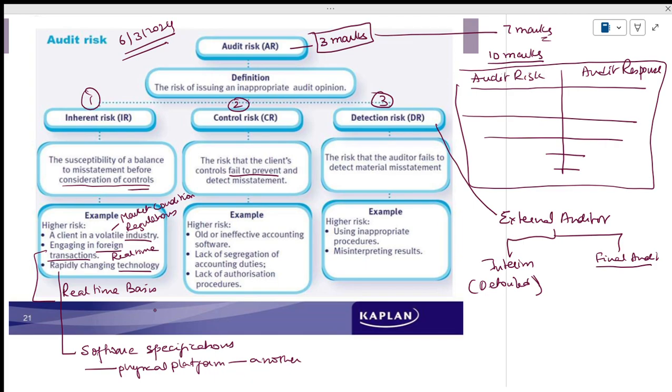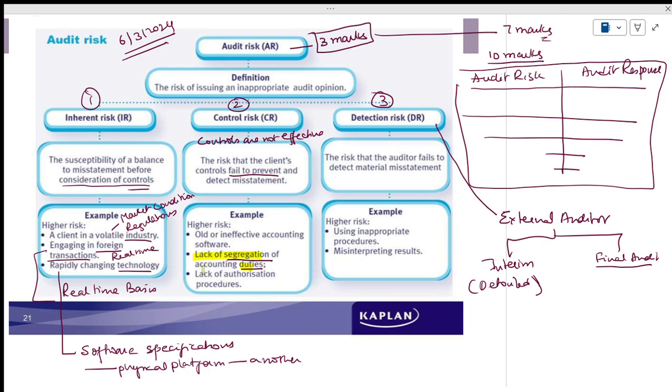Controls fail to prevent and detect. You have the controls, but the controls are not effective. If the controls are not effective, then it is identification of a control risk. What are the things? Old and ineffective accounting software, lack of segregation of duties. This element will be there everywhere.